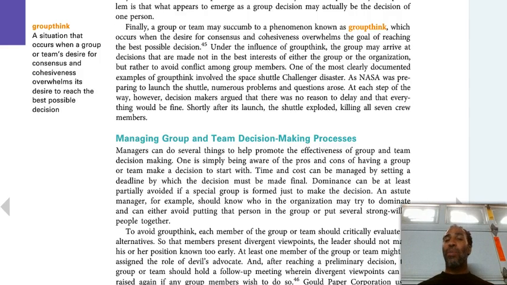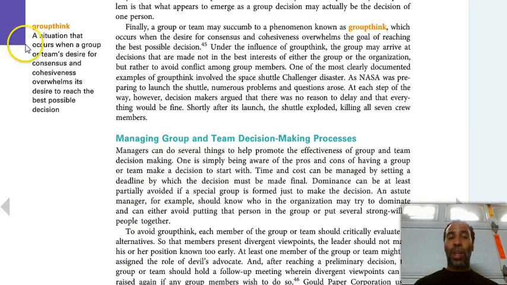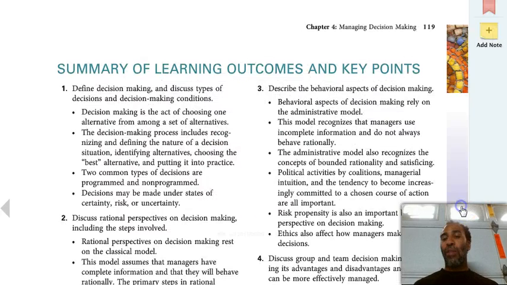One person said, hey, this is wrong, I know what's wrong. And people were kind of like, hey, we don't want to hear it. Groupthink is a situation that occurs when a group or team's desire for consensus and cohesiveness overwhelms the desire to reach the best possible decision. Where else does that happen? That happens in juries, right? I know this guy was not guilty, and everybody else says he's guilty, so I guess maybe he was guilty. Maybe I'm just wrong.